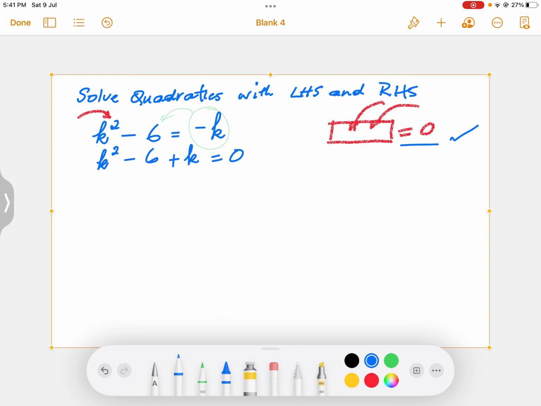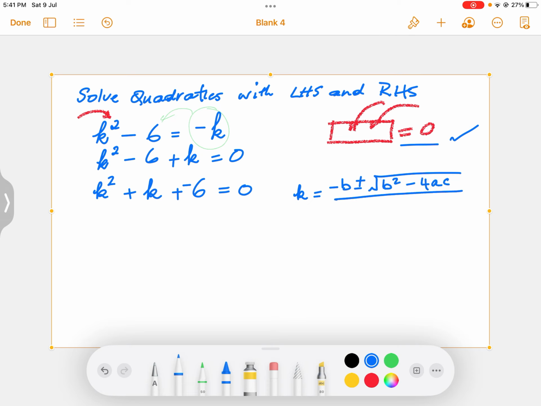That's our first objective. Now I'm going to rearrange this, because a quadratic is ax squared plus bx plus c, and that's a negative 6. Because there are three terms, I'm going to go ahead and use the quadratic formula: negative b plus and minus the square root of b squared minus 4ac, all over 2a. And you can only do that when you've got a quadratic equal to 0. Please don't use the quadratic formula if it doesn't equal 0.